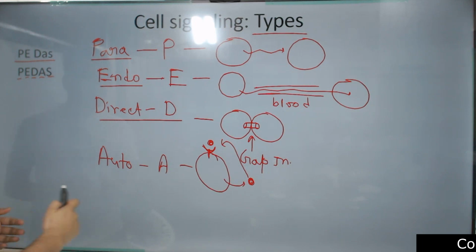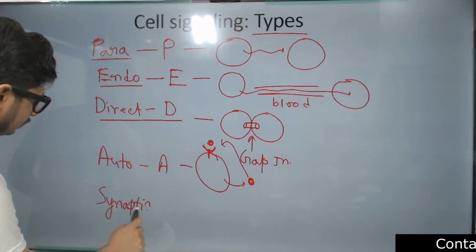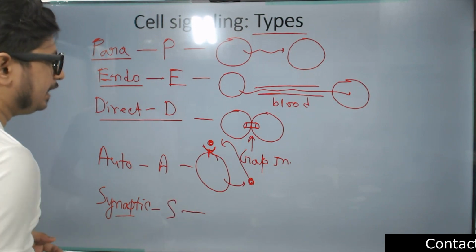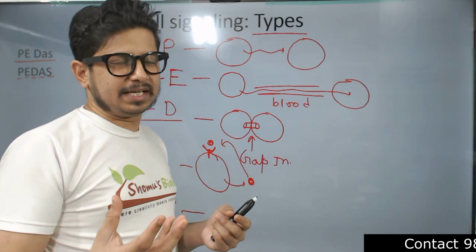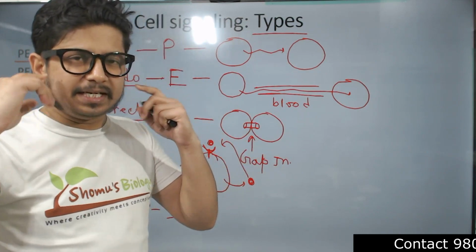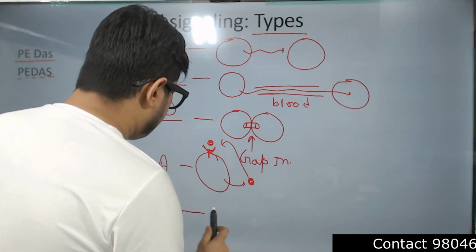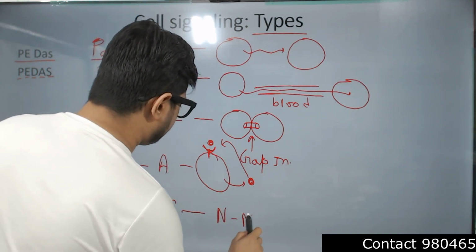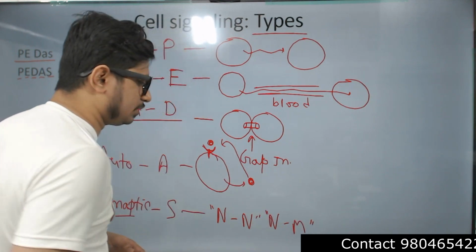And last one is S. S is nothing but synaptic signaling. This is where the neurotransmitters are the chemical messengers that are secreted by the nerve cells. They are involved in the synaptic signaling. This is where the neural junction works. Neuromuscular junction is another place where this process works.